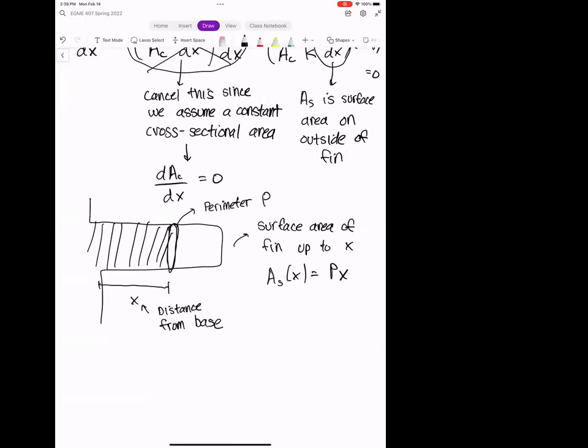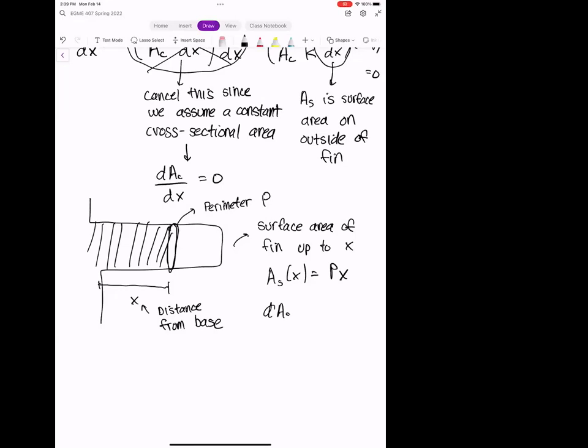Any questions on how we got that relationship there? About how we take the perimeter, multiply by the distance x, and that gives us the outer surface area of the fin. And this is valid whether we have a circular cross-section or not. I just drew a circular one because I think it's a little easier to visualize. But if you have a rectangular fin, or an ellipsoidal fin, or any fin, this relationship will hold.